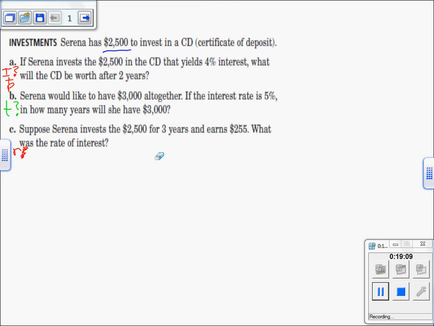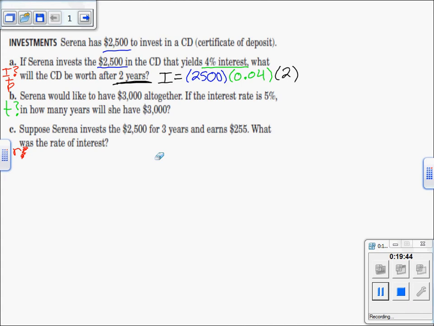All right, I hope that you definitely hit pause. Now let's go through and knock these questions out. In part A, it says if she invests $2,500, well, that's your principal. 4% interest, that is your rate. What will the CD be worth after 2 years? That's your time. So we're going to find the interest earned, and then add it to the original principal we had to start with. Remember, it's principal times rate times time. $2,500 times the rate. 4% as a decimal is 0.04. We multiply that by the time, which is 2 years.